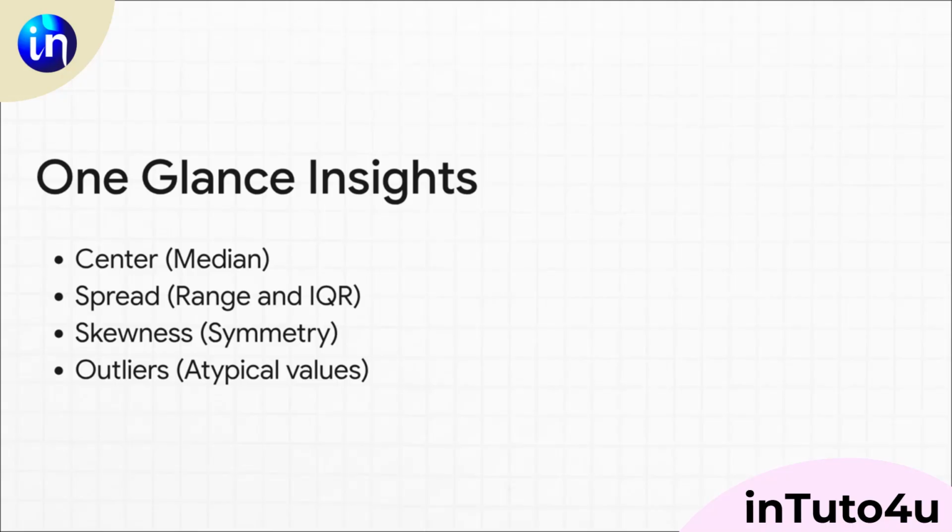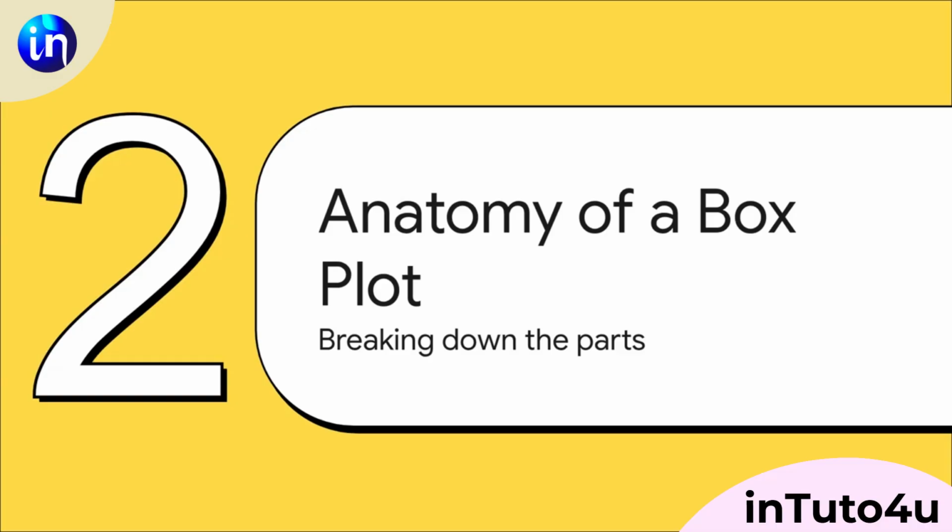And this is where the magic happens. With just one look, a single glance, you can grasp 4 absolutely crucial things. You can find the data's center, you can see how spread out it is, you can check if it's symmetrical or skewed to one side, and you can immediately spot any of those weird, unusual values that might need a closer look. So, how in the world does one little chart tell us so much? Well, to see that, we've got to break it down. We need to look at its anatomy.